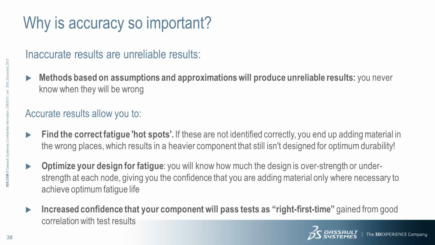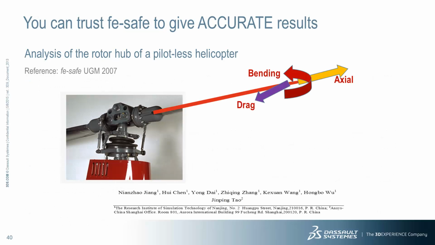One more example before we leave the topic of accuracy is this helicopter rotor hub. These parts are subject to very complex loads from drag, bending, and axial forces. Yet FESafe can take into account this multi-axial stress state and still accurately predict fatigue life.